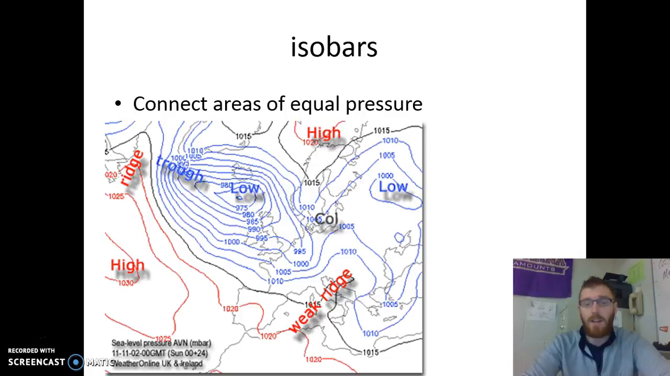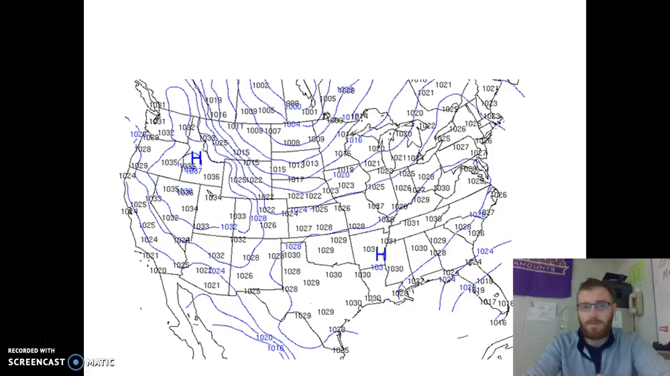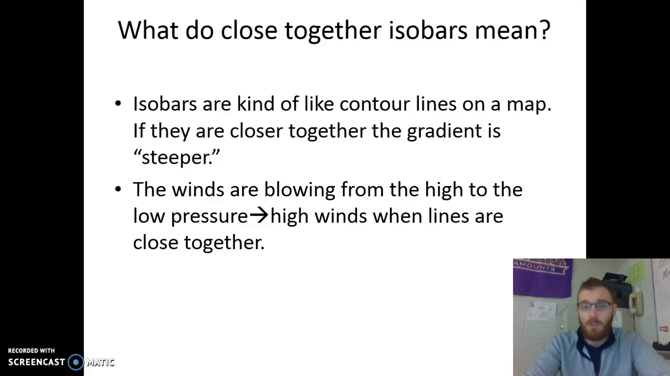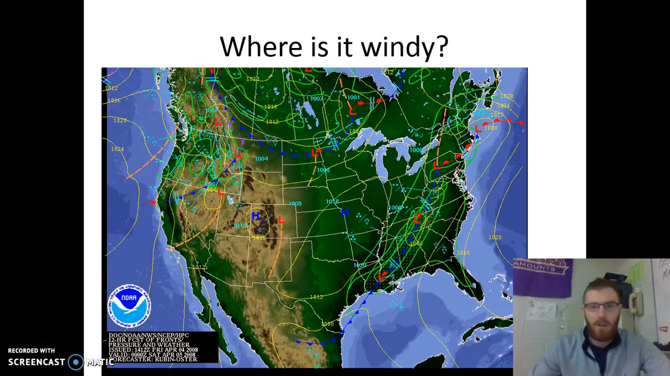Isobars are kind of like contour lines on a topographic map. Basically what they do is connect areas of equal pressure. So just like contour lines, the steeper or the closer together that they are, the more drastic the difference, the more high winds you're going to occur at that location. For example, here you can see all the high winds from the steepness of the lines close together here as well as here.